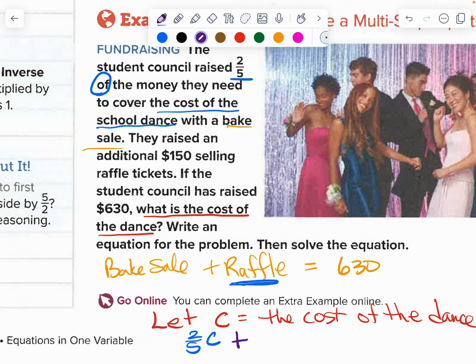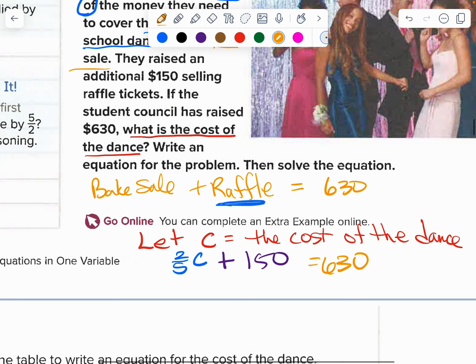Raffle tickets, it says $150. And then it's a total of $630. So now that's the equation that we need to solve.